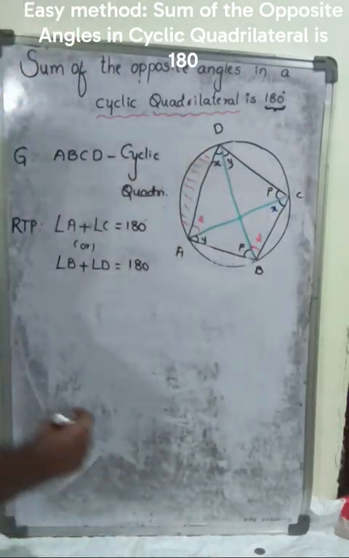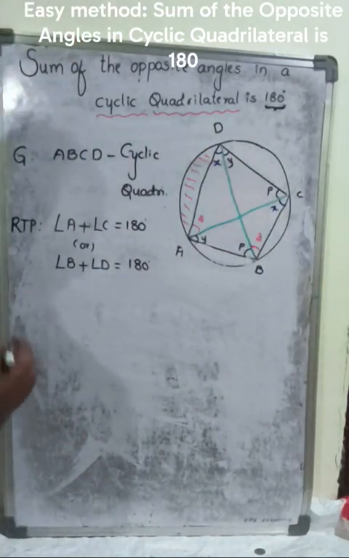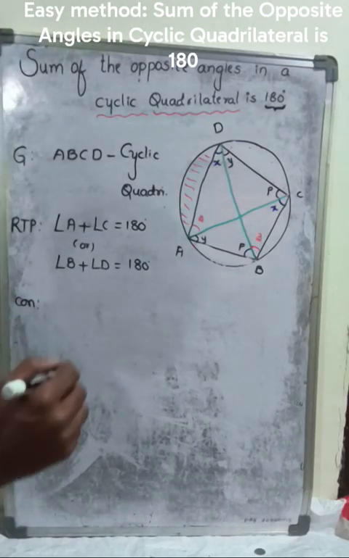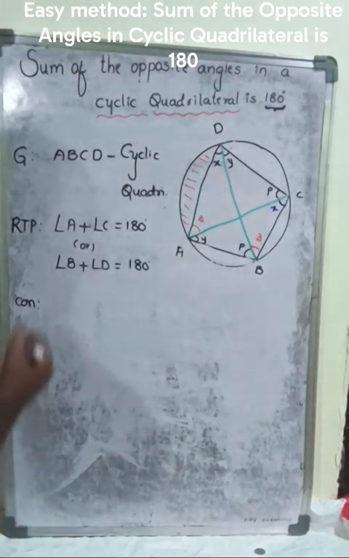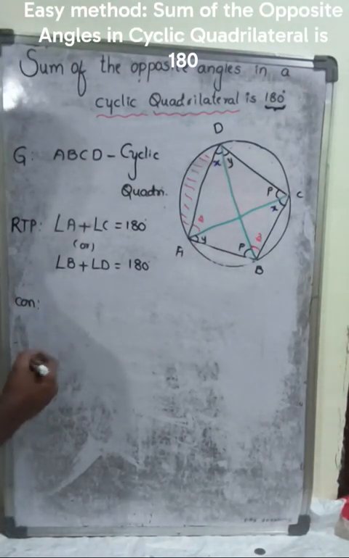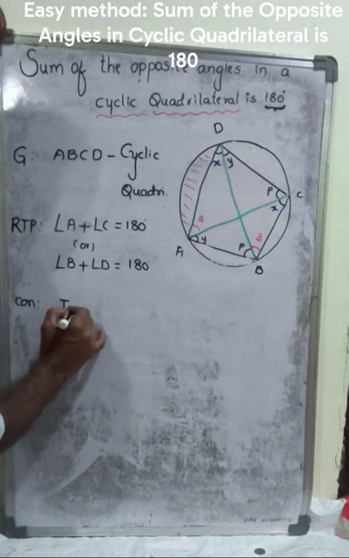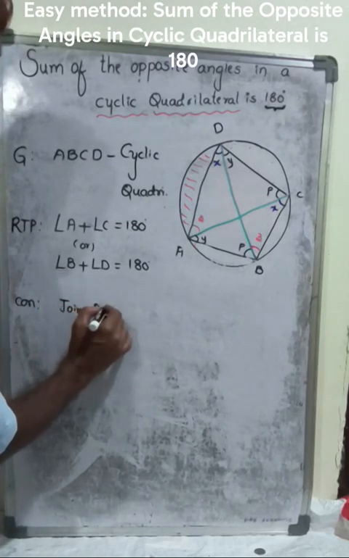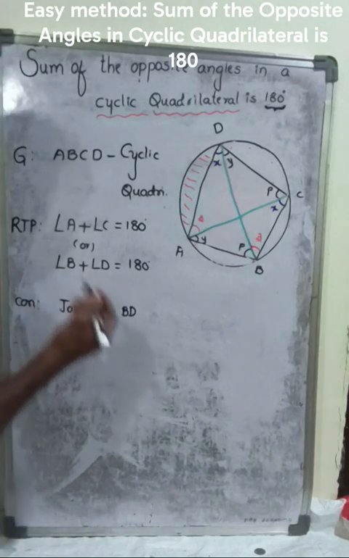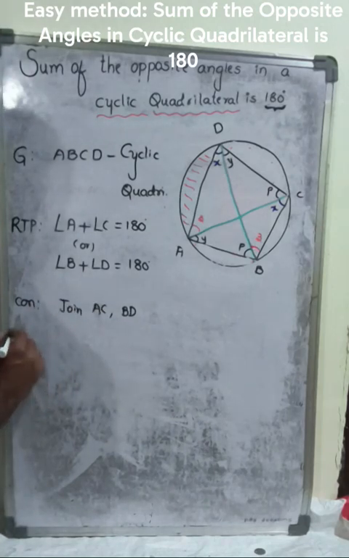Now, how are we going to do it? We are going to do it with the help of the fact that the sum of the angles in a quadrilateral is 360 degrees. That's the easiest way we can understand this theorem. Construction is nothing, just joining. Join A, C, join B and D. That's all it is. I don't think that needs to be called a construction.